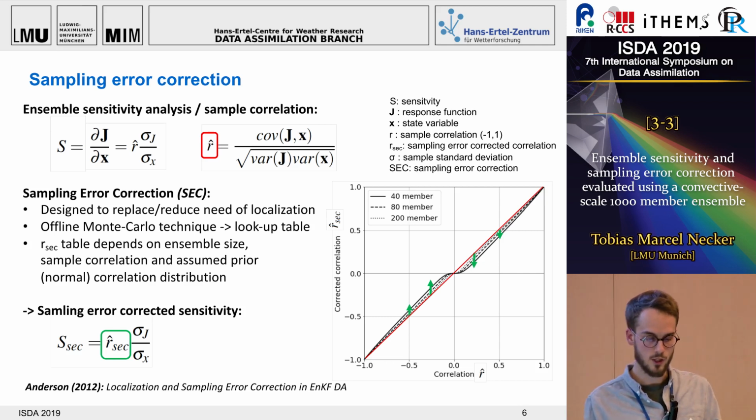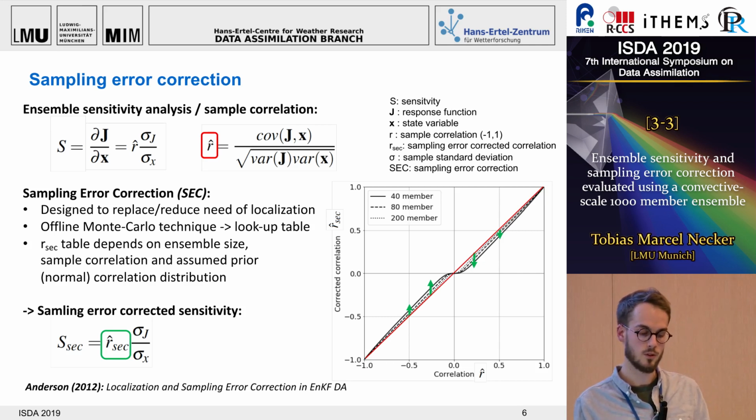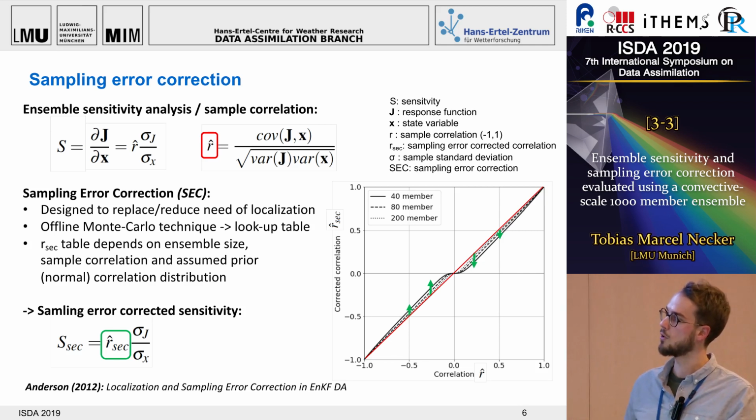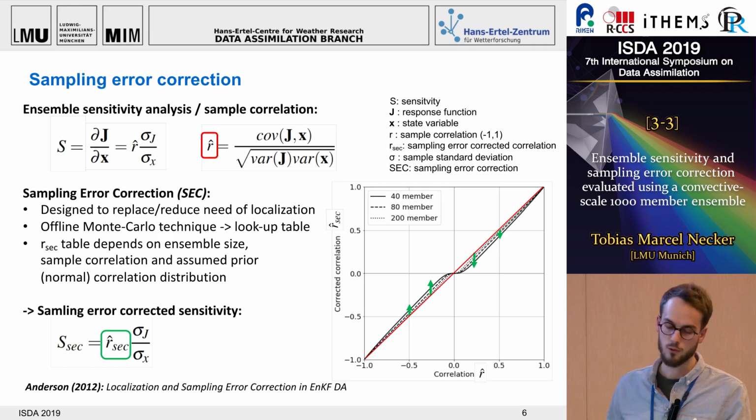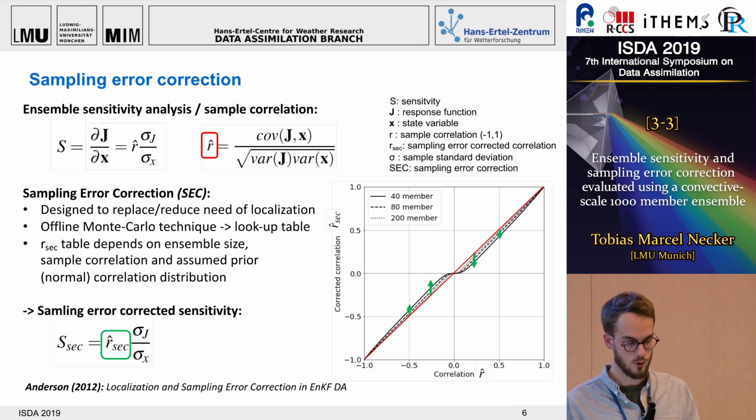What the sampling error correction does is systematically, or statistically, correct for sampling errors. If you have a smaller correlation value, you more likely have a larger sampling error, so you need to correct more. And if you look at the solid line here, this is, for example, how the correction looks for the member ensemble.